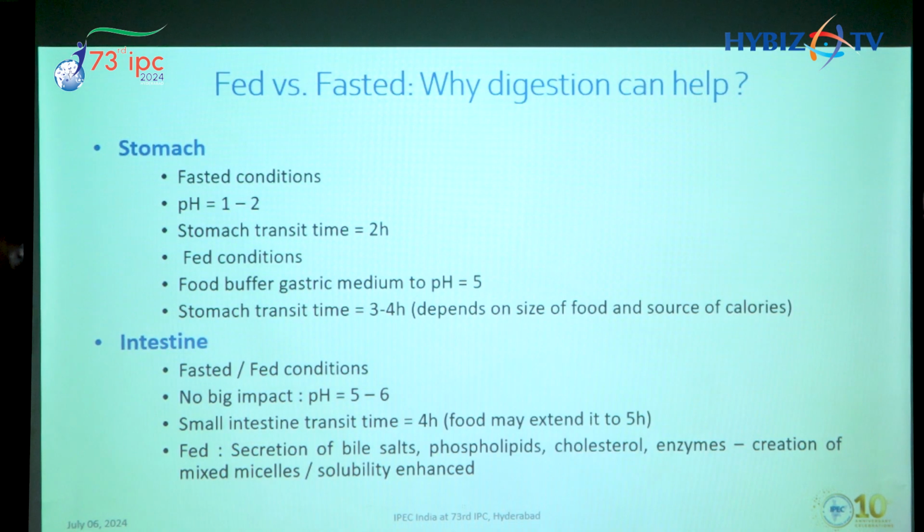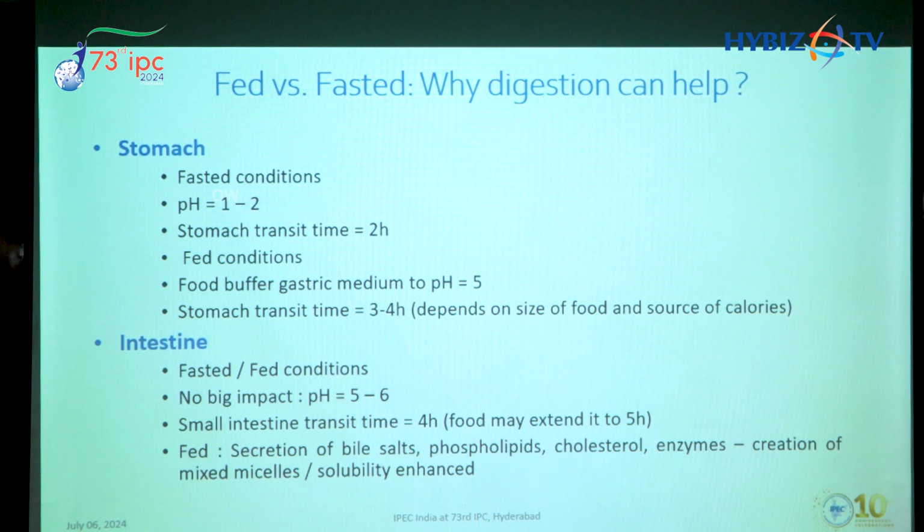Next slide, please. So there is always a question like, when should you consume the lipid-based formulation, whether the fed state is good or the fasted state is good. Also, there are certain cases where you find a good bioavailability or the bio studies are passing in the fasted state, but they're failing in the fed state. So let us understand why this phenomenon occurs.